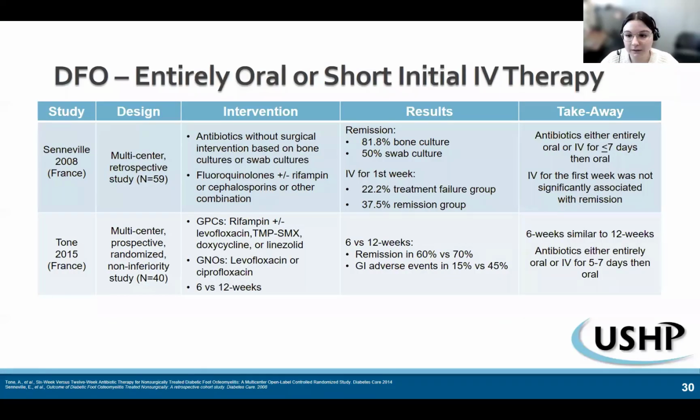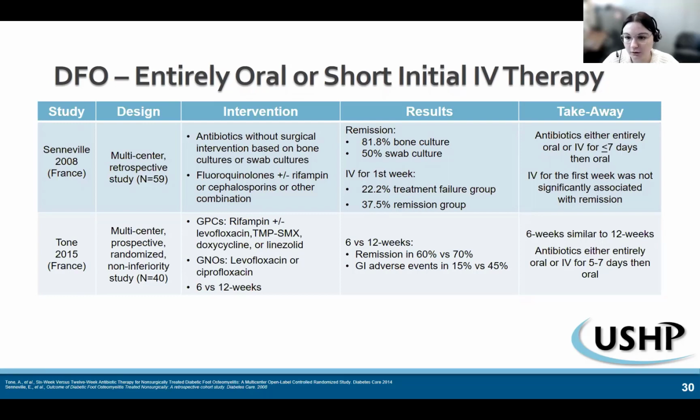This slide just briefly summarizes two trials done in France that looked at the treatment of diabetic foot osteomyelitis without surgical intervention, whereas the previous trial I just discussed did require surgical intervention for inclusion. Both trials here included patients who were treated with an entirely oral antibiotic regimen and those who received a limited duration of IV antibiotics prior to switching to orals.